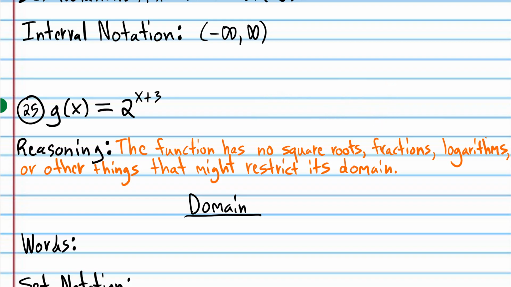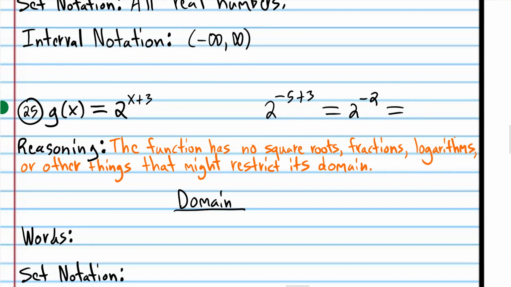Now, what if the exponent is negative? What if we plug in -5, for example? Then we get 2 to the -2 power. Is this undefined? No. Our exponent rules tell us that that's just going to be 1/4. This is exponent rule number 8. So there is an output for -5 as an input.